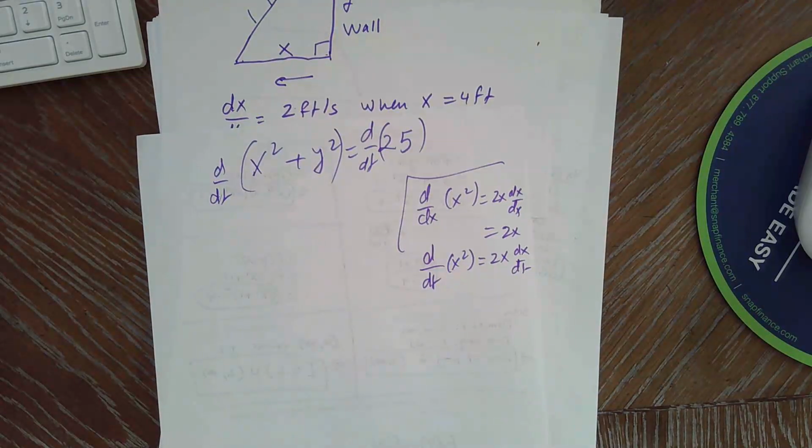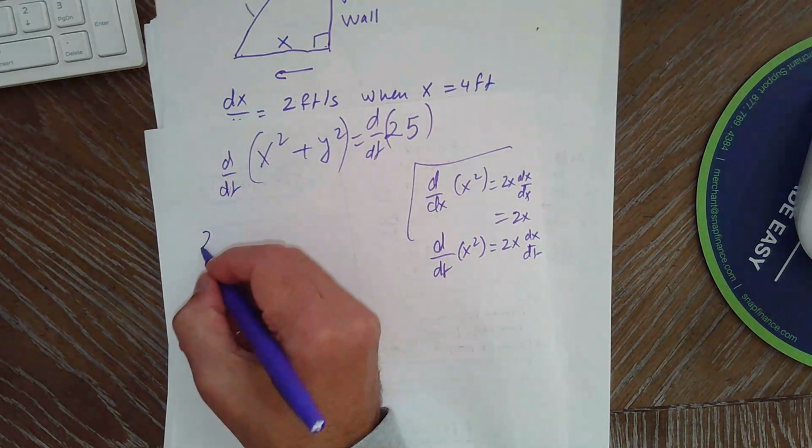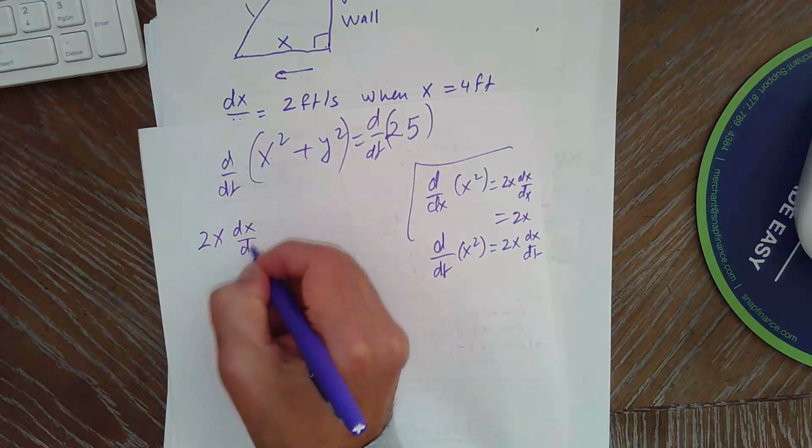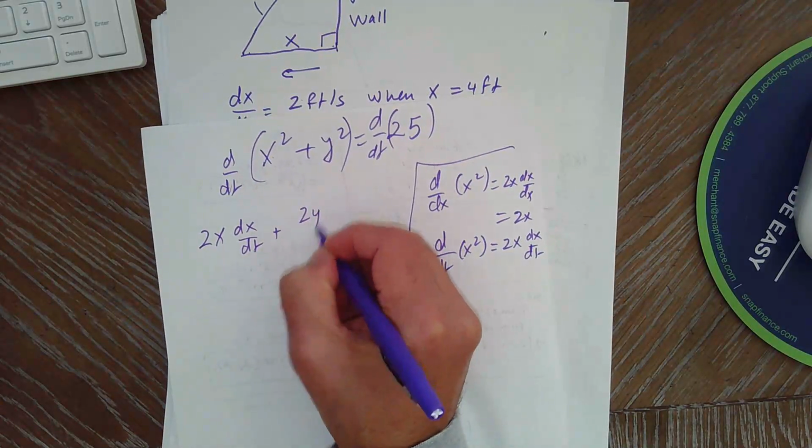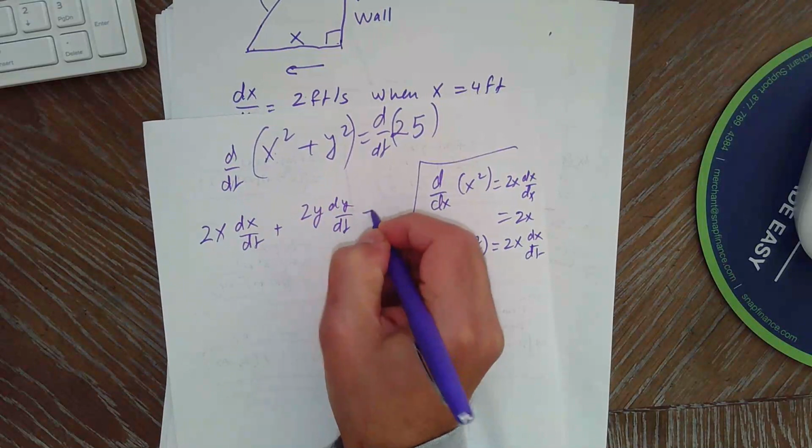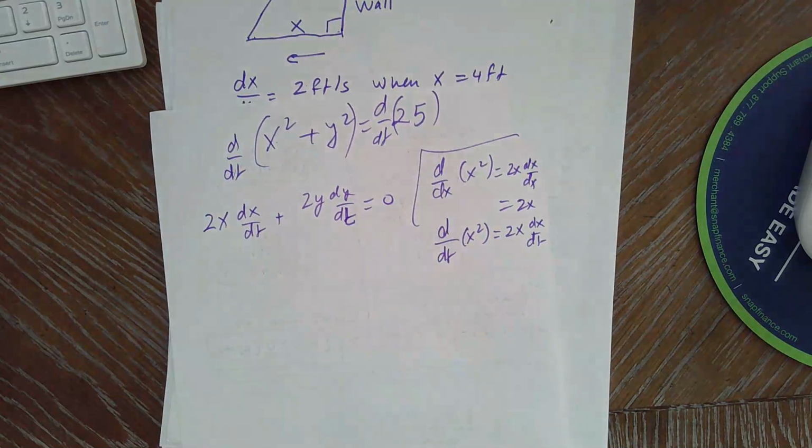So x is not the independent variable anymore. t is the independent variable. So that would be 2x dx by dt. Same with the y: 2y dy by dt, and the derivative of any constant, no matter what the independent variable is, is going to be 0.